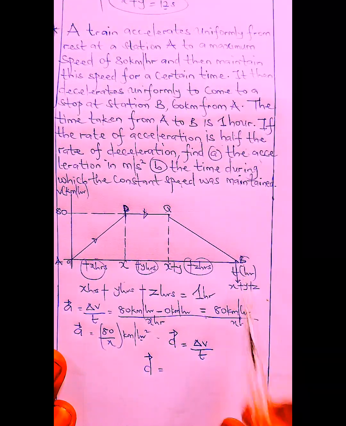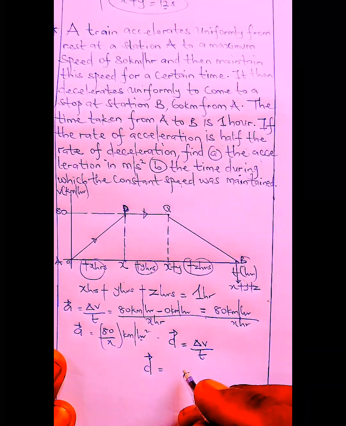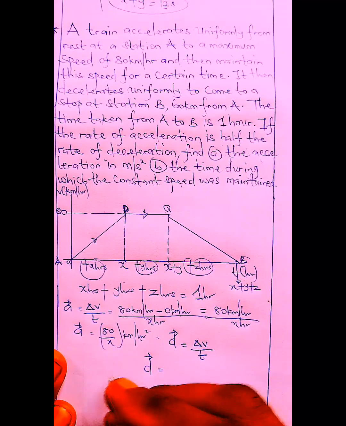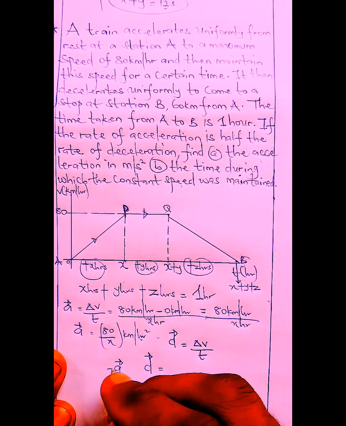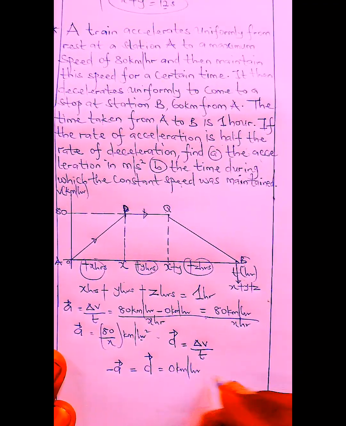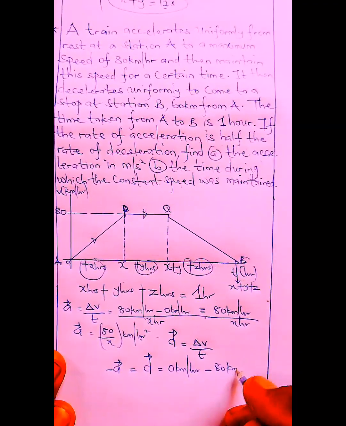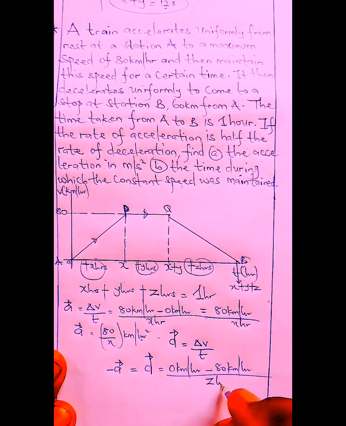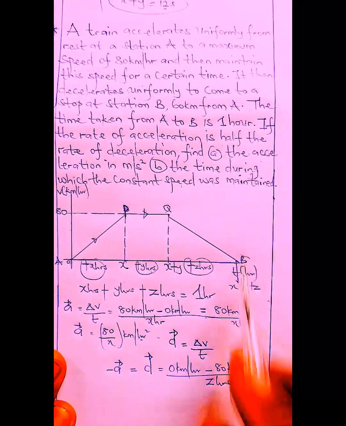The train came down to rest, 0 kilometer per hour. So that's going to be the change in velocity, which is acceleration here. Deceleration is negative acceleration. So that'll be 0 kilometer per hour minus 80 kilometer per hour over the time z hours. That's why we have that from here to here.